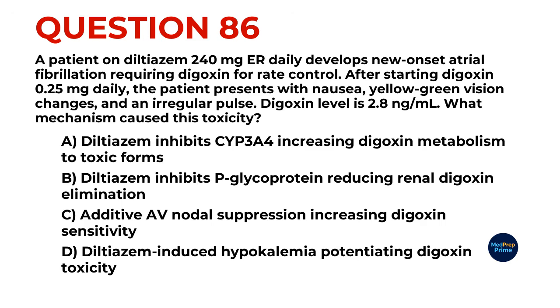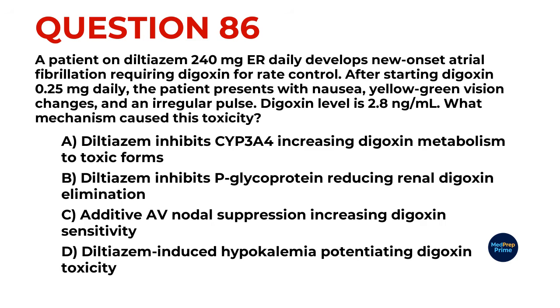A patient on diltiazem 240 mg ER daily develops new-onset atrial fibrillation, requiring digoxin for rate control. After starting digoxin 0.25 mg daily, the patient presents with nausea, yellow-green vision changes, and an irregular pulse. Digoxin level is 2.8 nanograms per milliliter. What mechanism caused this toxicity?